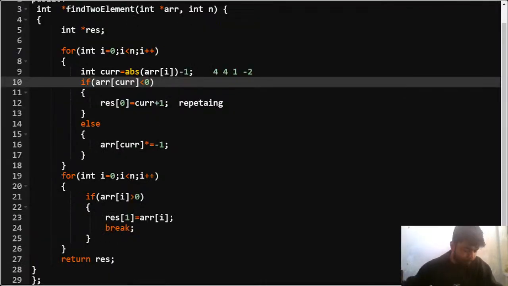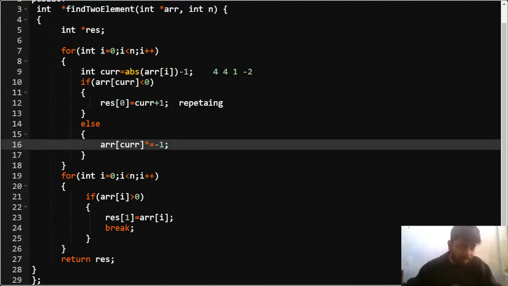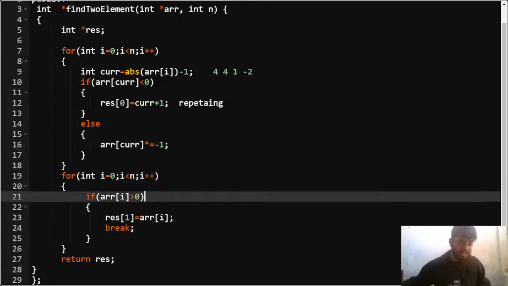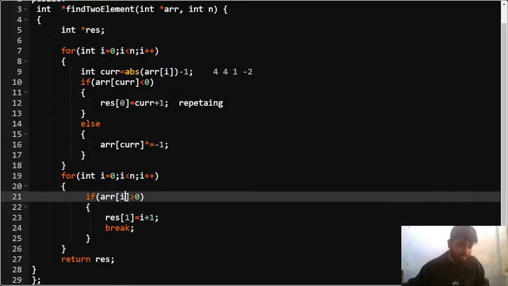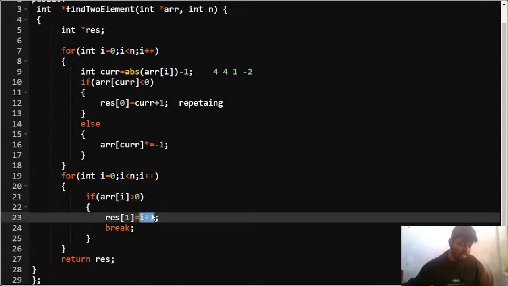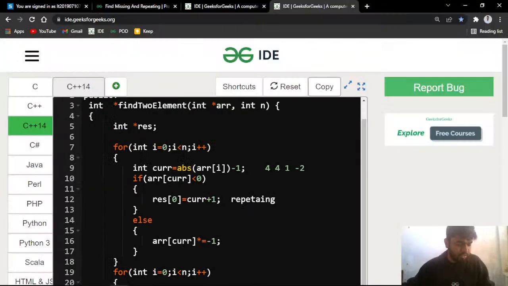Next step, I'll iterate through the array once again. If the element at the ith index is positive, in that case I'll say that i plus 1 is my answer. If at the ith index the element is positive, that means the i plus 1th element was not present. So this is how I would do it. Please write clearly in the chat if you have understood this part.